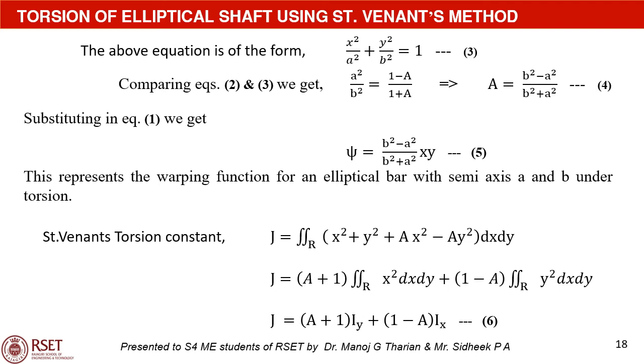We know that for any plane area, the double integral over the region R of x square dx dy is the second moment of the area with respect to the y-axis, represented by I subscript y. Also, the double integral over the region R of y square dx dy represents the second moment of area with respect to the x-axis, represented by I subscript x. Thus, we get J equal to (A plus 1) into Iy plus (1 minus A) into Ix.